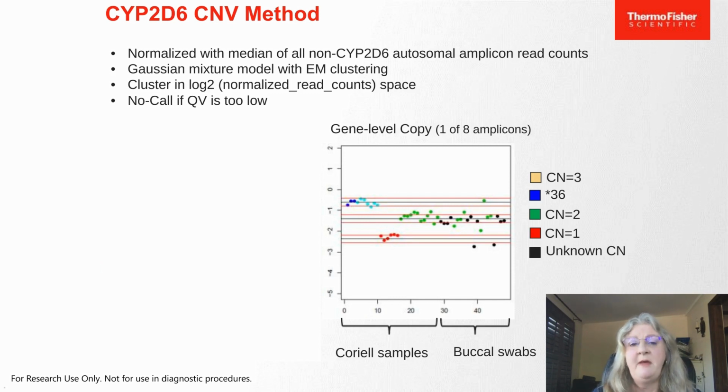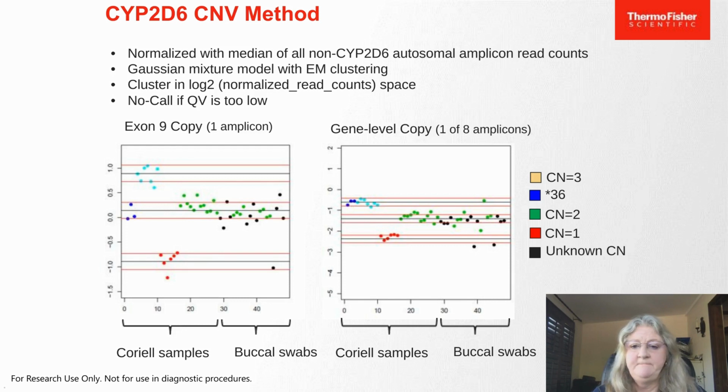So we developed a novel method for detecting copy number for CYP2D6. We normalized with the median of all of the non-CYP2D6 autosomal amplicon read counts. We developed a Gaussian mixture model with EM clustering, and we cluster in log 2 count space. We implement some fairly rigorous QC, so that if the quality value is too low, we determine that that sample has a no call, meaning it has an unknown copy number, and we won't call it if we're not confident that we can make the correct call. And we developed this and confirmed it on both our Coriell samples, cell lines, and also buccal swabs.